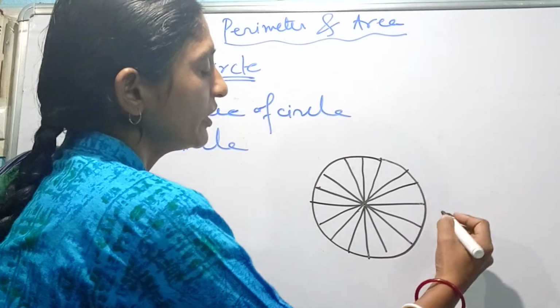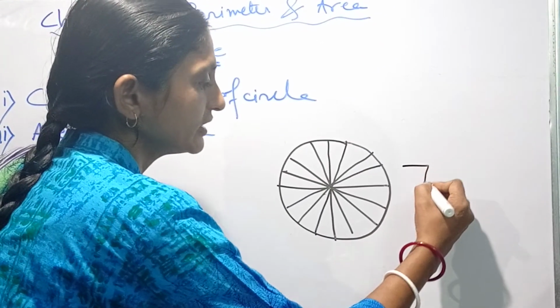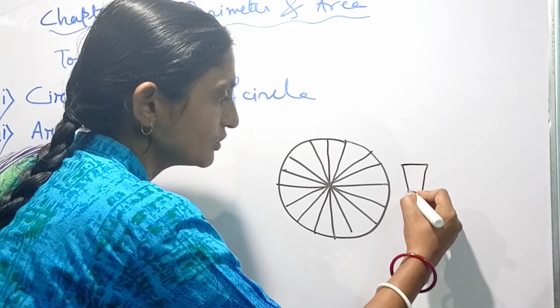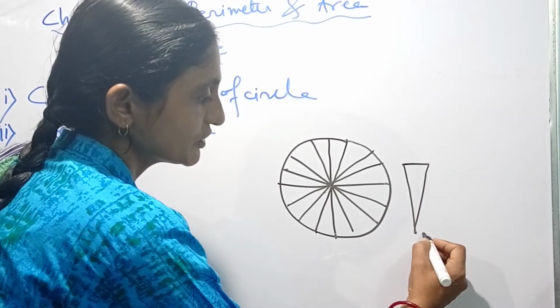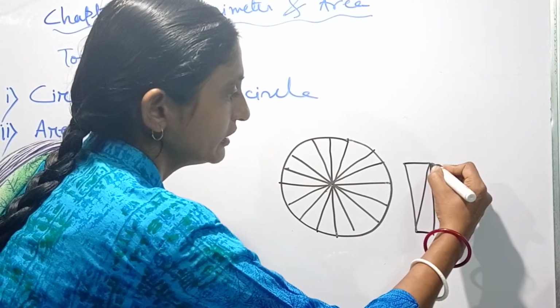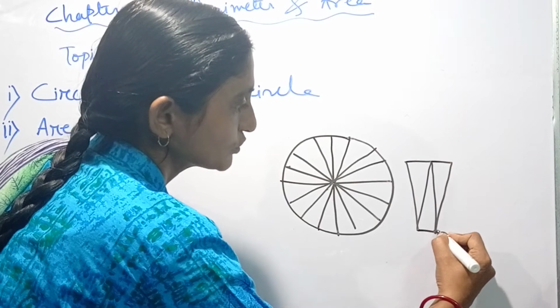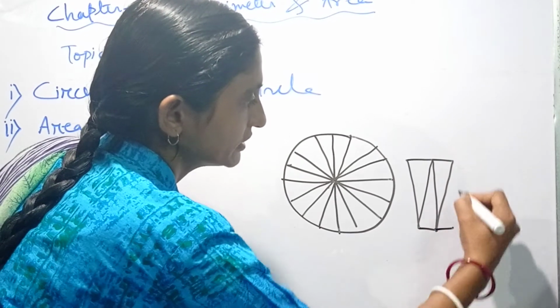Now when I arrange them, how will it be? It will be nearly triangles like that. We will get this kind of structure. I will set another one here, then here again the broad side, this is the smaller side, and again here the broad side.